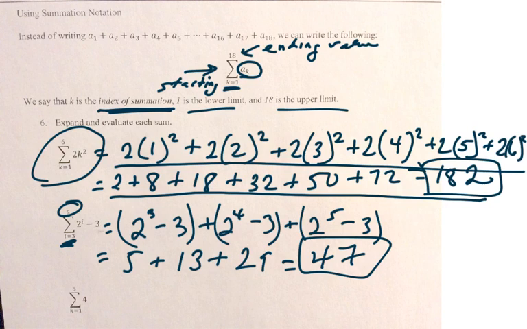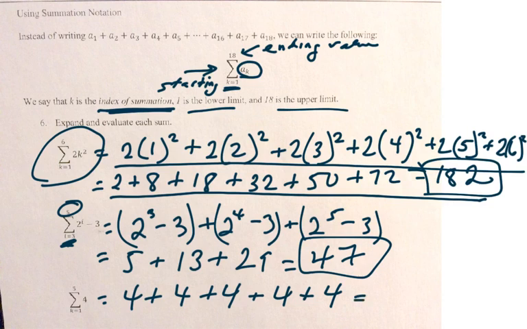This last one looks tricky because we do have an index, but we don't have something that's being evaluated. Our term is just 4 every single time. So my k equals 1 term is just equal to 4. K equals 2, I get a 4. K equals 3, I get a 4. K equals 4, I get a 4. K equals 5, I get a 4. So when I add those all up together, 1, 2, 3, 4, 5, 5 times 4 is 20.